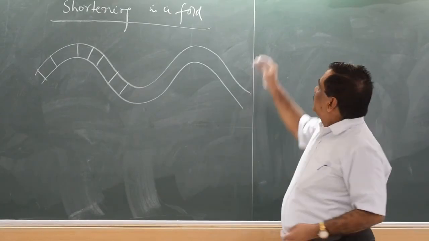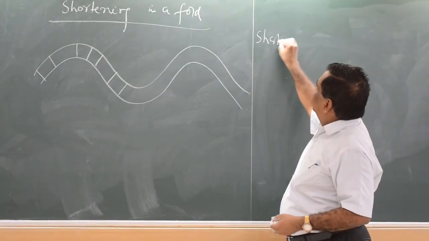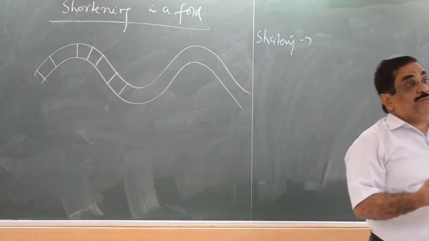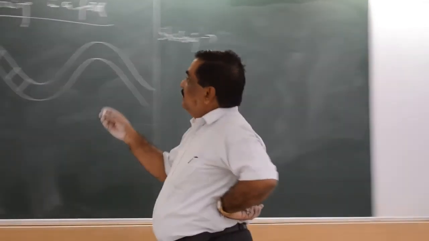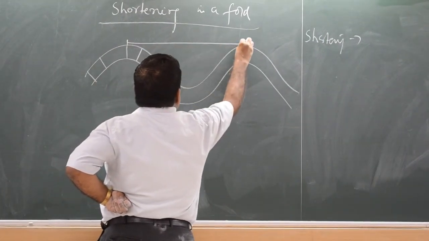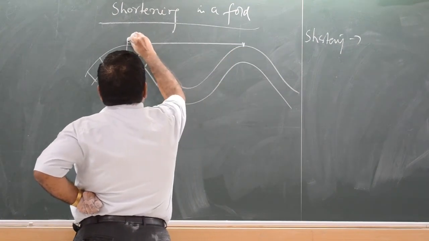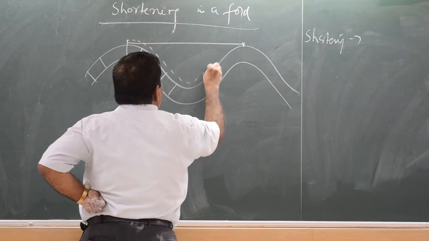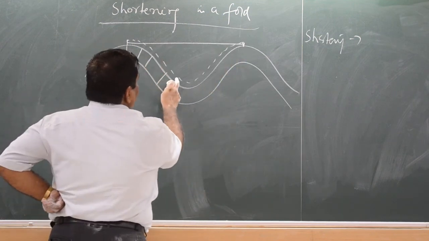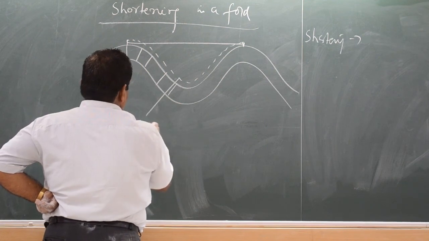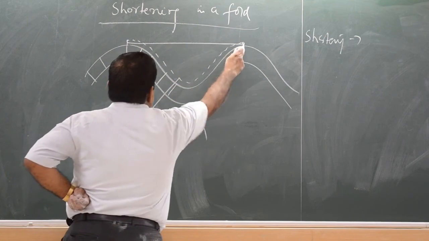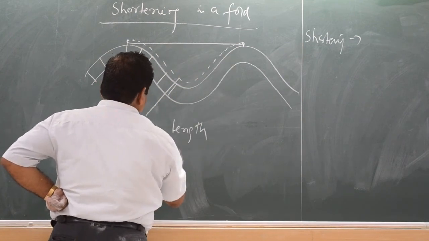So what I was telling, what is shortening? Basically, what is the shortening of this fold? How will you define the shortening of the fold? You have to measure this width. What is this length called? Arc length. What is this length called? Wavelength.